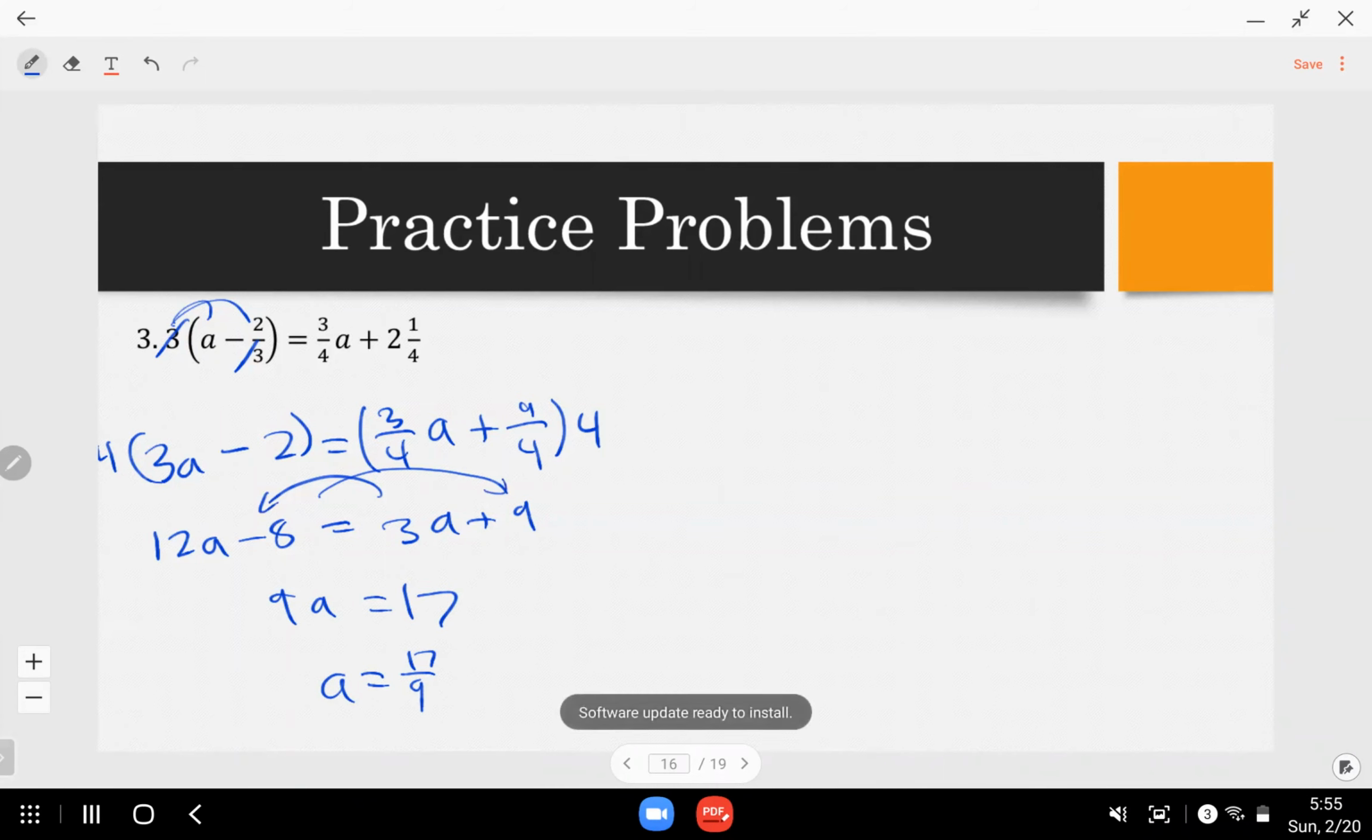Okay. I have to stop being fast. Okay. So 12a minus 8 is equal to 3a minus 3a plus 9. Then you minus 3a from the side too, right? Then you get 9a, because you move the -8 to the other side too, right? You get 17. So 9a is equal to 17. Then a is equal to 17 over 9. You divide by 9, right?